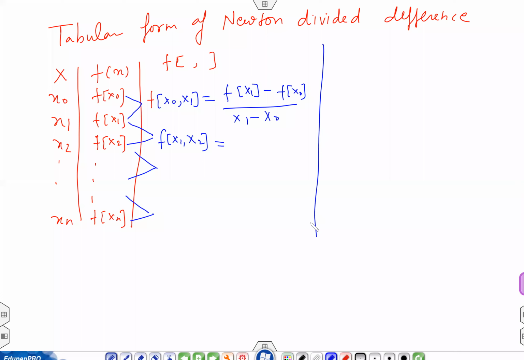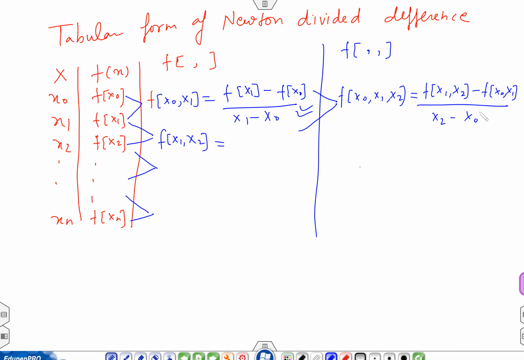Okay, after this, you compute the second order divided difference. That means you are using these 2 values, f of x0, x1 and f of x1, x2. So this is f of x0, x1, x2. This is equivalent to what? This value f of x1, x2 minus the value that you computed here, f of x0, x1, upon x2 minus x0. So this is the difference. Similarly, you can compute all the values in the table.